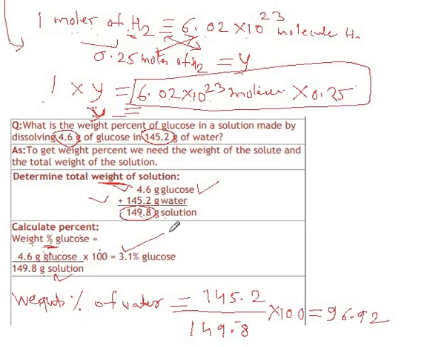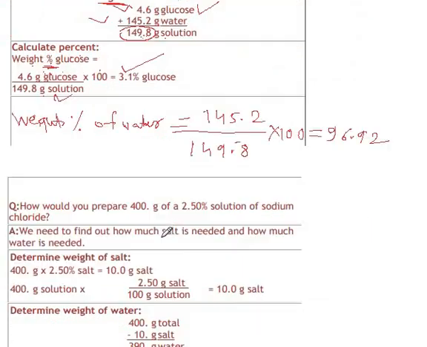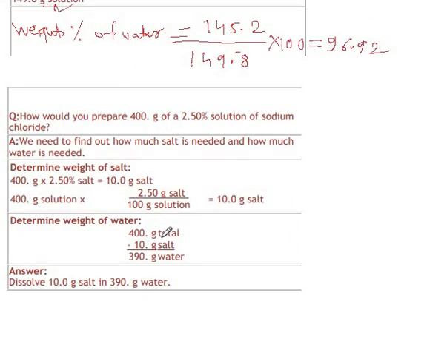Okay, and you can see that whenever there are two compounds, the percentage addition of these two compounds must equal 100. So this 3.1%, this 96.92%, the percentage addition will be 100. Like this, you have to find out the weight percent of different compounds when composition is given.